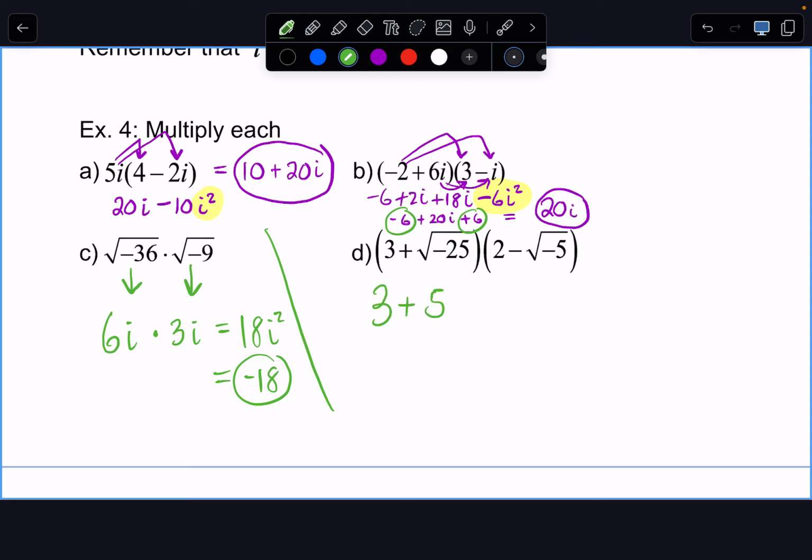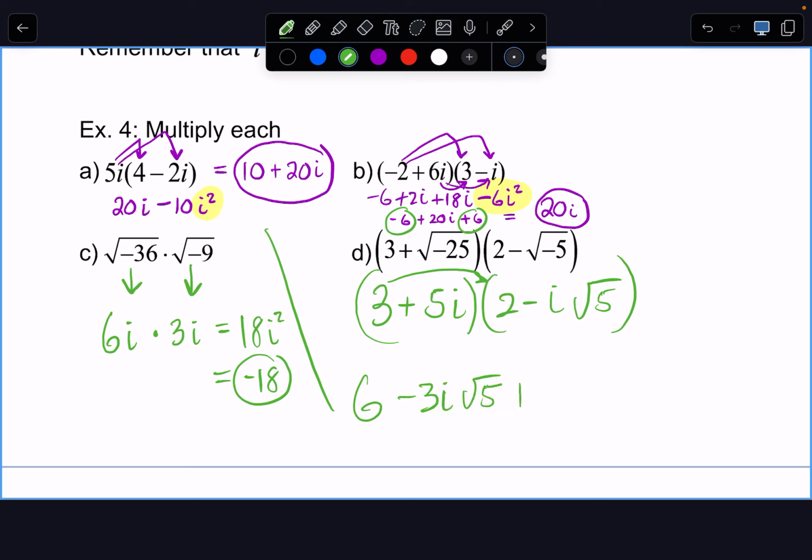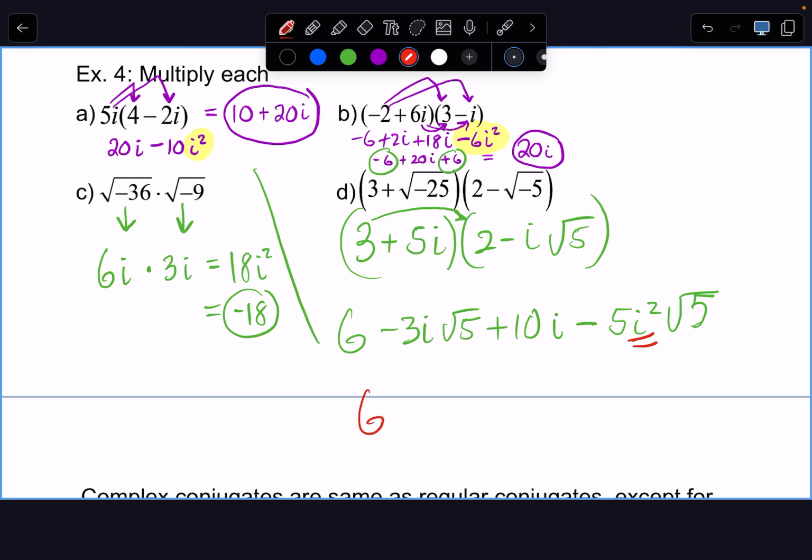This should be now, this is 5i times 2 minus i square root of 5. Big difference. FOIL: 6 minus 3i square root of 5 plus 10i minus 5i squared square root of 5. What is i squared? So this becomes 6 minus 3i square root of 5 plus 10i, perfect, son, plus 5 square roots of 5. And I don't have like terms.